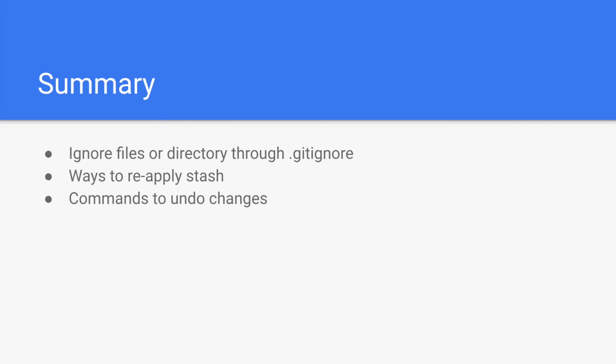Today we learned that we can ignore files or directories through the .gitignore file. We also learned 2 ways to reapply our stash changes, and with the stash list command we can view the stash stack as well. We also learned how to undo our changes the safe and dangerous way. And we can simply switch to different branches to start on our feature branch workflow.